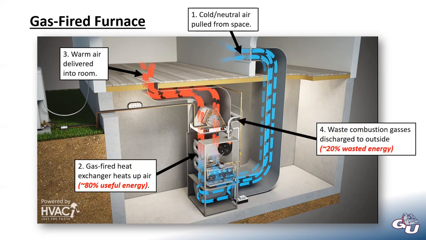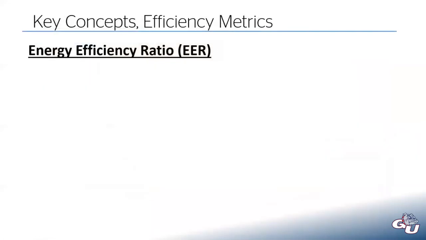And there's your waste combustion gas. It's kind of hard to see in this diagram, but that's what this white pipe is going to. This would need to get piped to the outside of the house, because you certainly don't want to be dumping that inside your house. And that's really it for gas-fired equipment. Gas-fired equipment is pretty straightforward and simple.